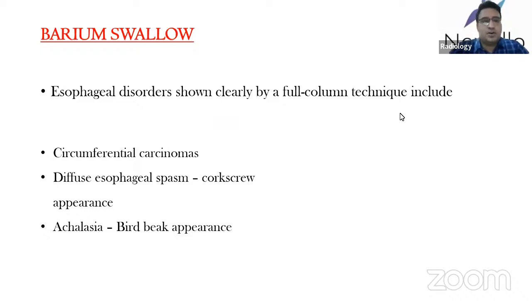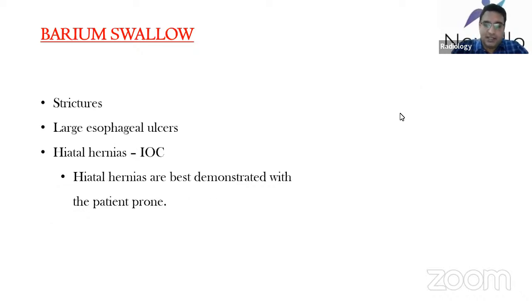Now, let's talk about this. Esophageal disorders are clearly seen by the full column techniques. What are the common things we are going to see? Any circumferential carcinoma, diffuse esophageal spasm, which is a very common question, with the corkscrew appearance. I'm going to show what it is for achalasia, in which we get the bird beak appearance. We can look for strictures, large esophageal ulcers, and the hiatus hernia, for which it is one of the investigations of choice.